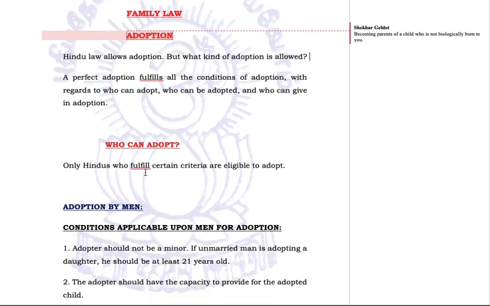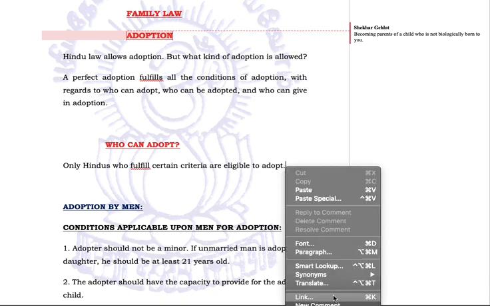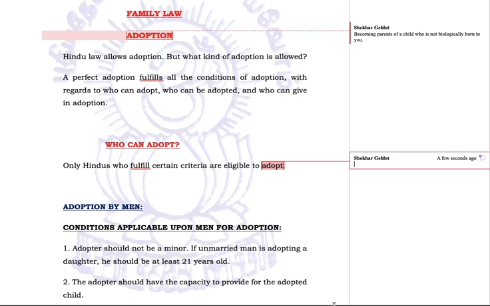Only Hindus who fulfill certain criteria are eligible to adopt. Who is eligible to adopt? Only Hindus, because we are talking about the Hindu Adoption and Maintenance Act. So only Hindus are allowed to adopt as per this law, who fulfill certain eligibility criteria. That means there are criteria. First, he must be Hindu. He or she or the parents must be Hindu. Then there are other criteria as well for being eligible to adopt.